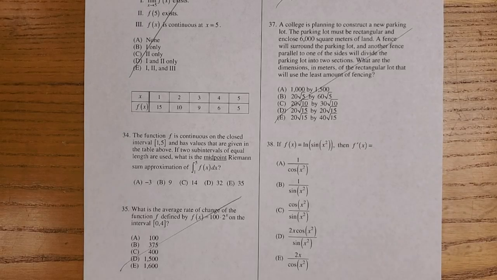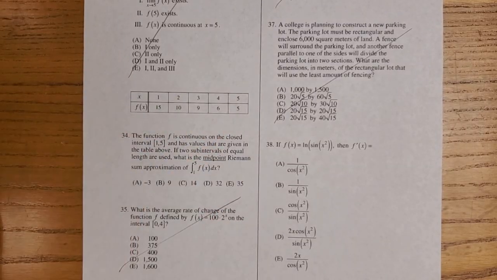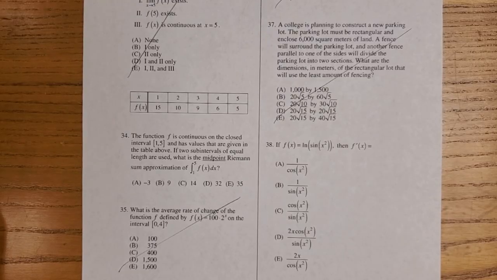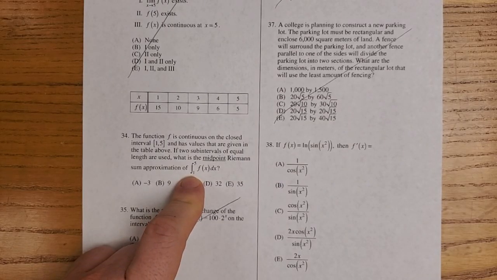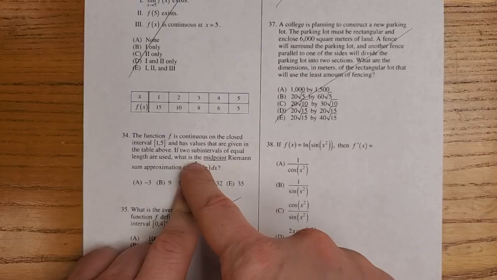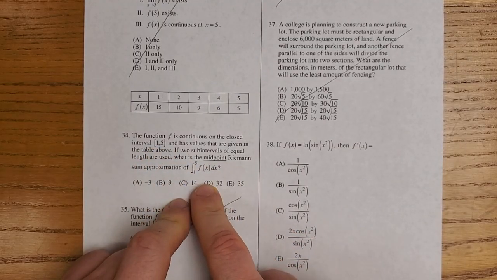It says the function f is continuous in a closed interval from 1 to 5 and has values given in the table above. If two subintervals of equal length are used, what is the midpoint Riemann sum approximation of the definite integral, the area under the curve in that interval we were given, of just the function?